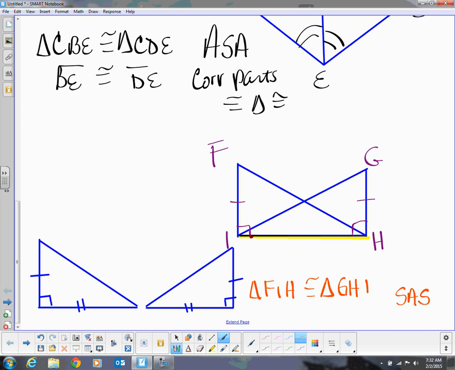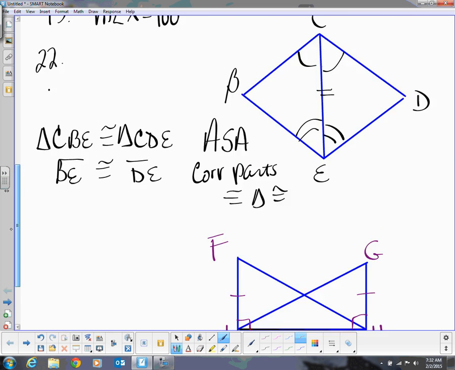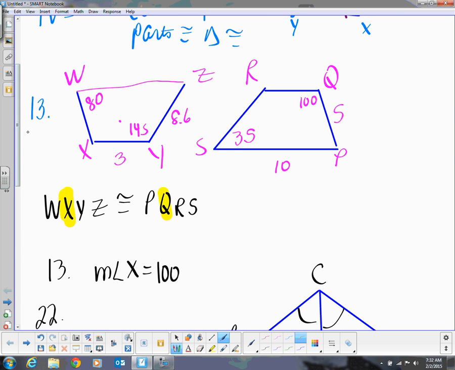Well, okay. So we're going to go back to our, all right. So on 12, you were told measure of angle C. So what you want to do is look at this picture right here. What corresponds to C?